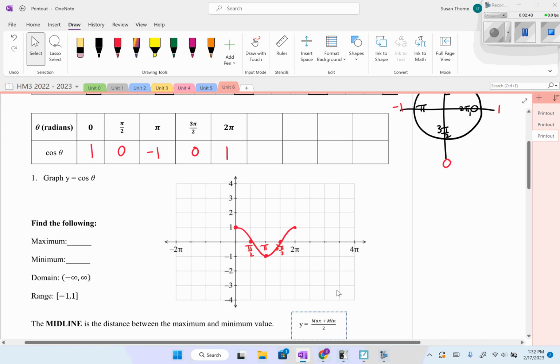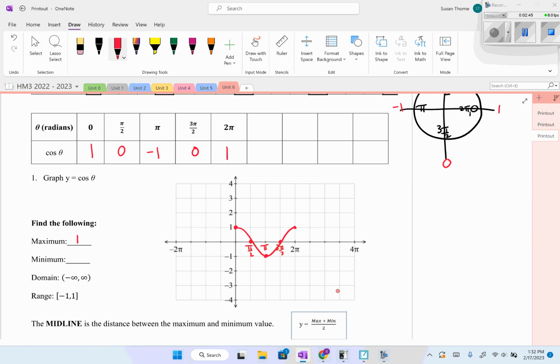You can see the maximum is at 1, just like sine, and the minimum is at -1. The domain is all real numbers because we can go around our circle infinitely many times in the positive and negative direction. And so we could continue a second cycle of this by just counting our key points.